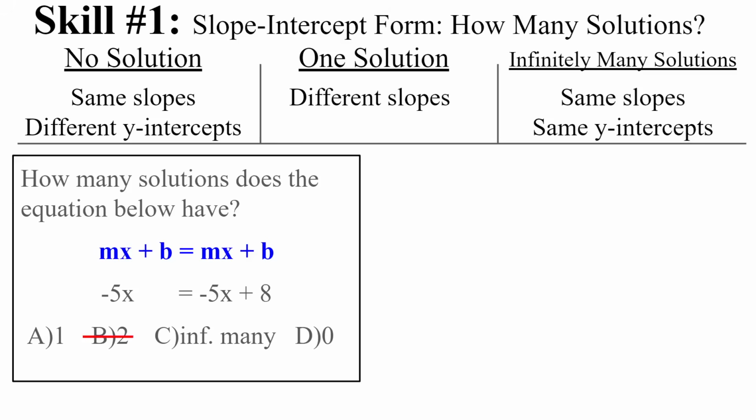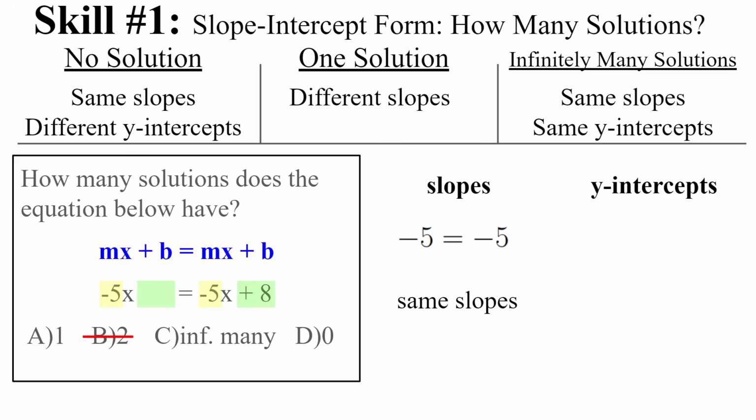So the slopes are -5 and -5. Those are equal, so we have the same slope. Then we're going to identify the y-intercepts. The y-intercepts are 0 and 8, which are not equal. So we're going to write 0 is not equal to 8. If they're not equal, that means they are different. So we have same slope, different y-intercepts. Don't get confused there, guys.